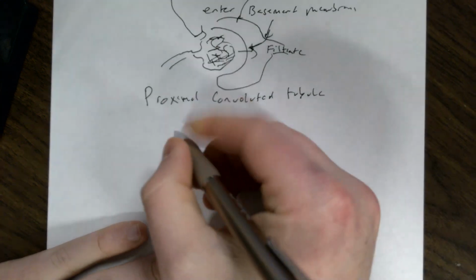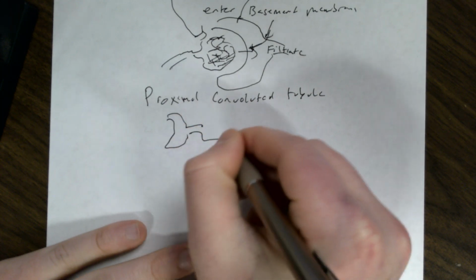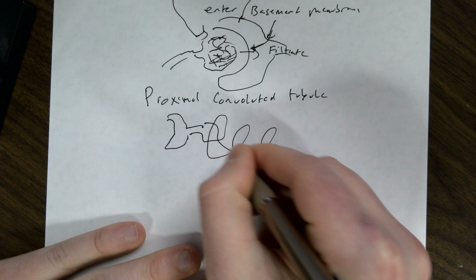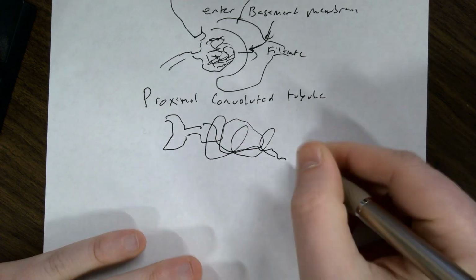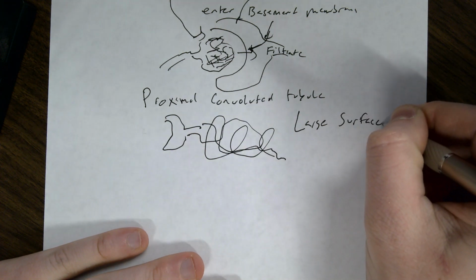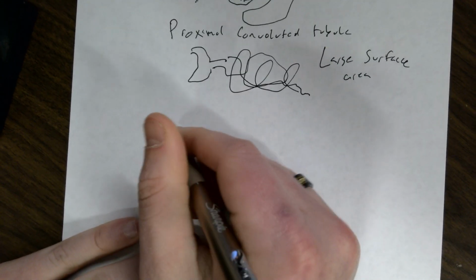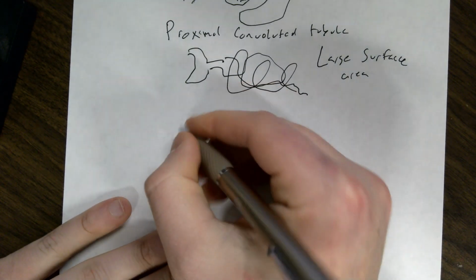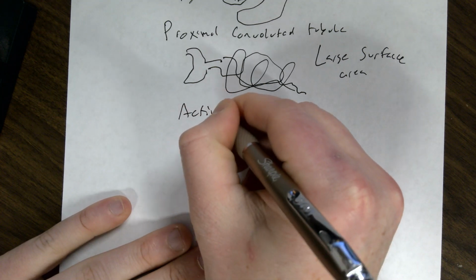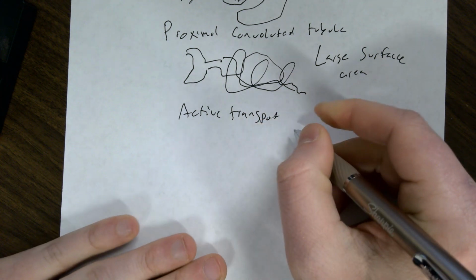And so the proximal convoluted tubule comes after the Bowman's capsule. It's the part that looks like this, kind of. Whoa. Why does it look like this? It's got large surface area, right? To increase reabsorption. And so you're going to pull most things in through active transport, back into the cells and then into the blood.